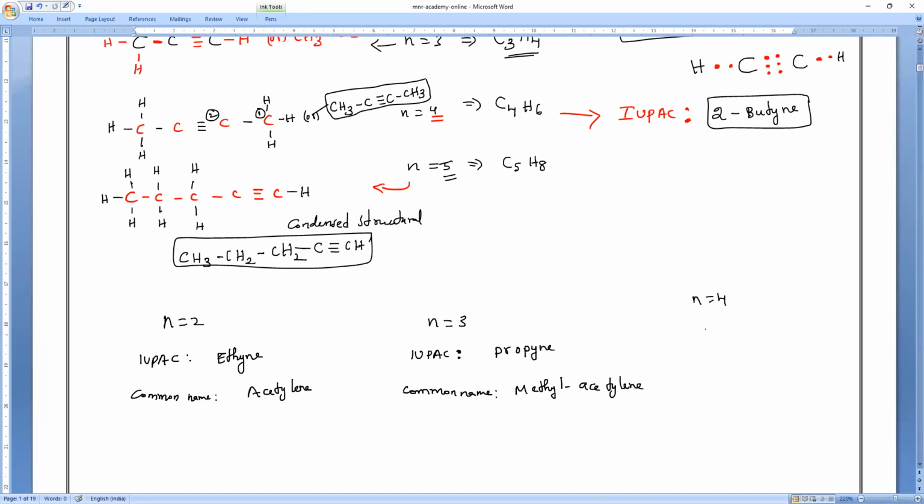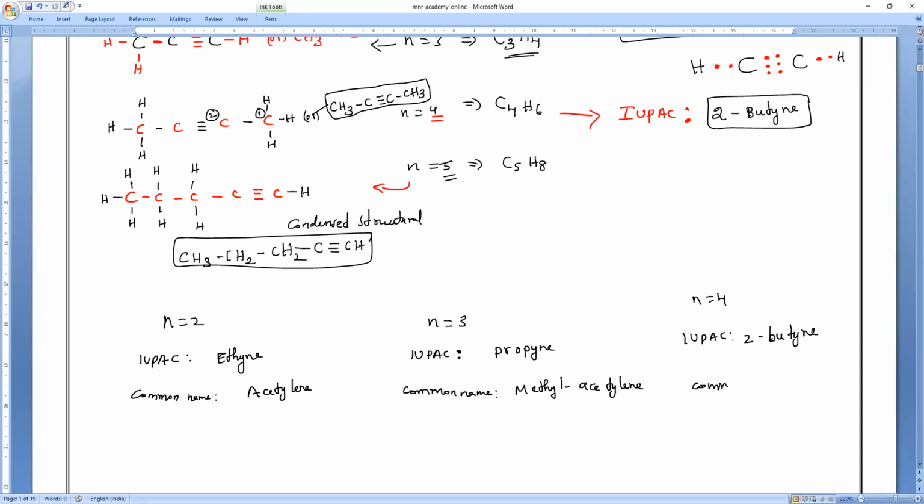Then N equal to 4. What is the IUPAC name, everybody? Just now I said. 2-butyne. So write it. What is that? 2-butyne. See, you have to be very careful with pronunciation.